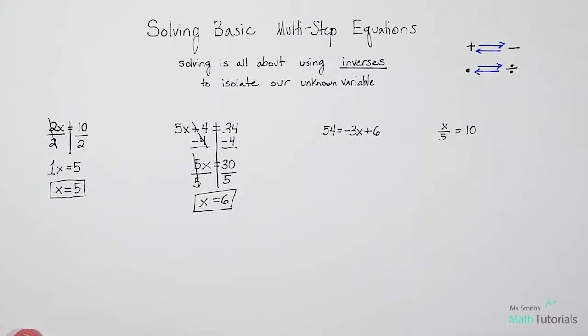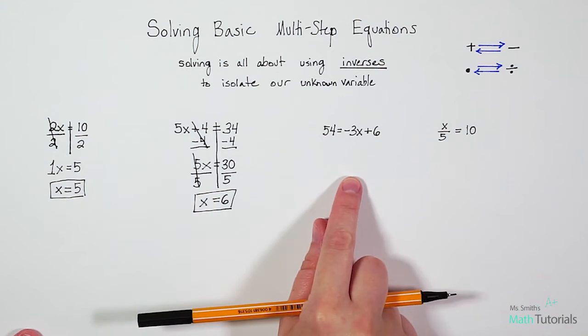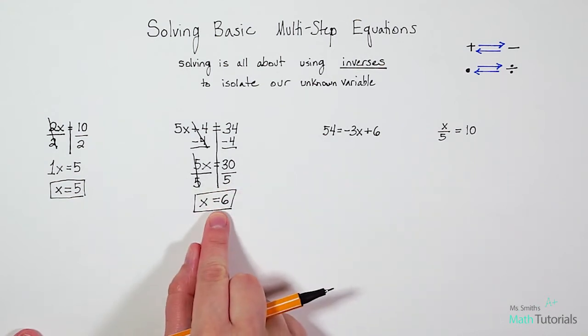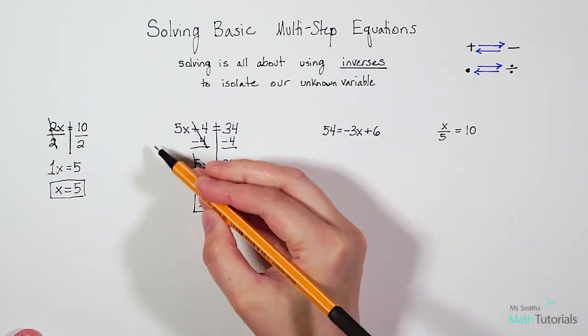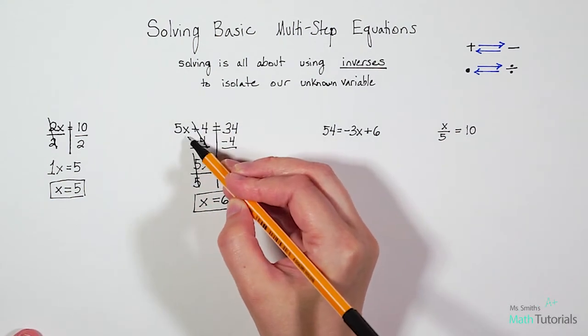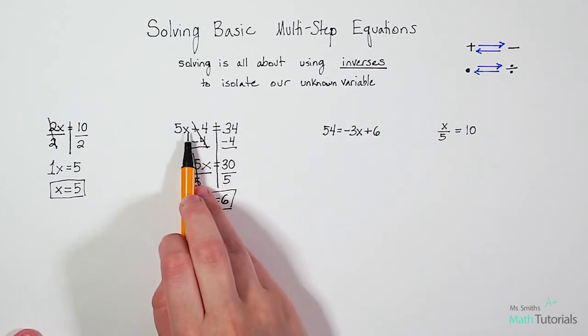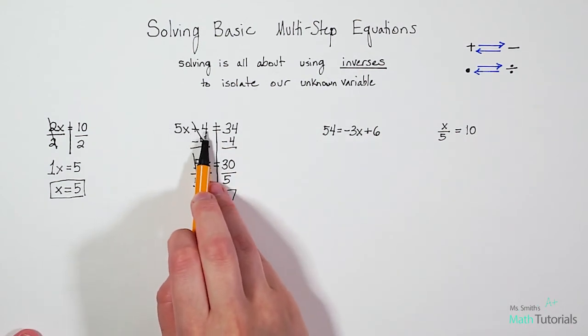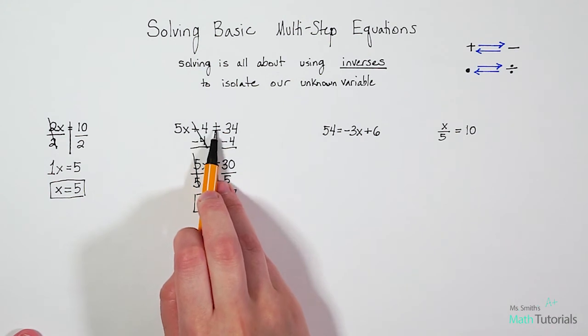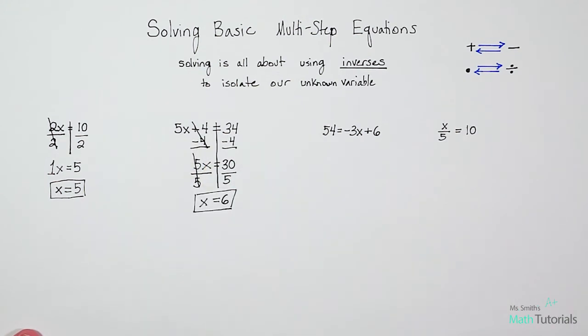Now, a good habit to get into, and I'm not going to do it in this video only for the sake of time, is to always check your answer. And you can do that on any of these problems. You should be able to take what you get for x, so in this case 6, and plug it back in to the original equation. And we should be able to say 5 times 6 plus 4 should equal 34 if we've done all of our math right.